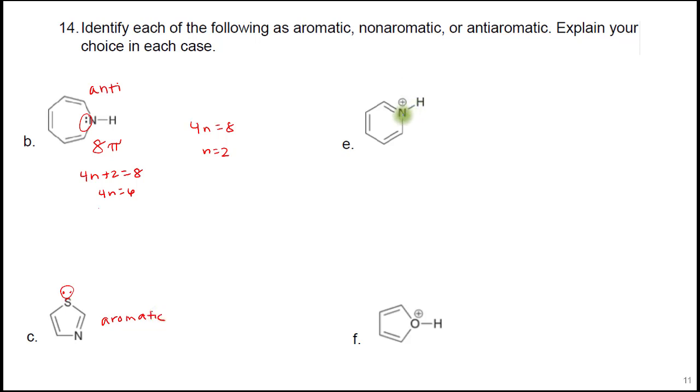And then E, the lone pair is contributing to the H, but when nitrogen is involved in the double bond, it doesn't need the lone pair, so this one is aromatic. It has 3 double bonds. And for F, there's an oxygen lone pair that is contributing to the H, but you also have a second one here, and that one can be part of the structure, so this is aromatic.